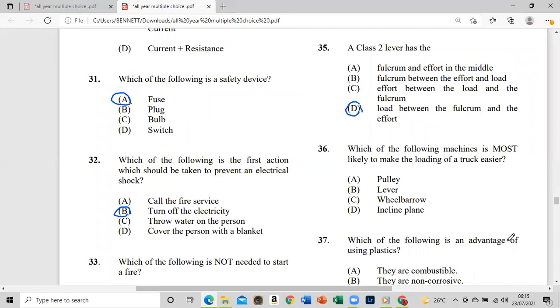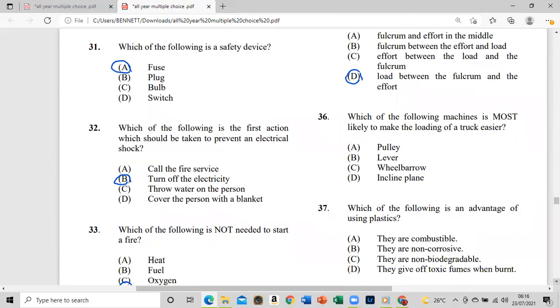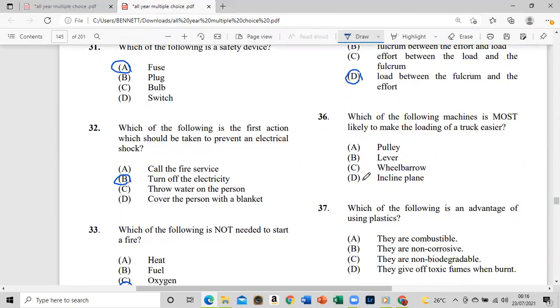Question 36: which of the following machines is most likely to make the loading of a truck easy? A, pulley; B, lever; C, wheelbarrow; or D, inclined plane? So it is an inclined plane. So that's D.